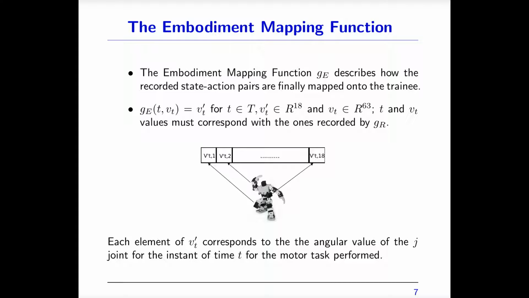The embodiment mapping function describes how the recorded state action pairs are finally mapped onto the trainee. Given a state and the associated action for the master, the embodiment function calculates a new pose for the robot. Each element of the trainee posture, the new pose generated, corresponds to the angular value of each joint for the instant of time t for the motor tasks performed.